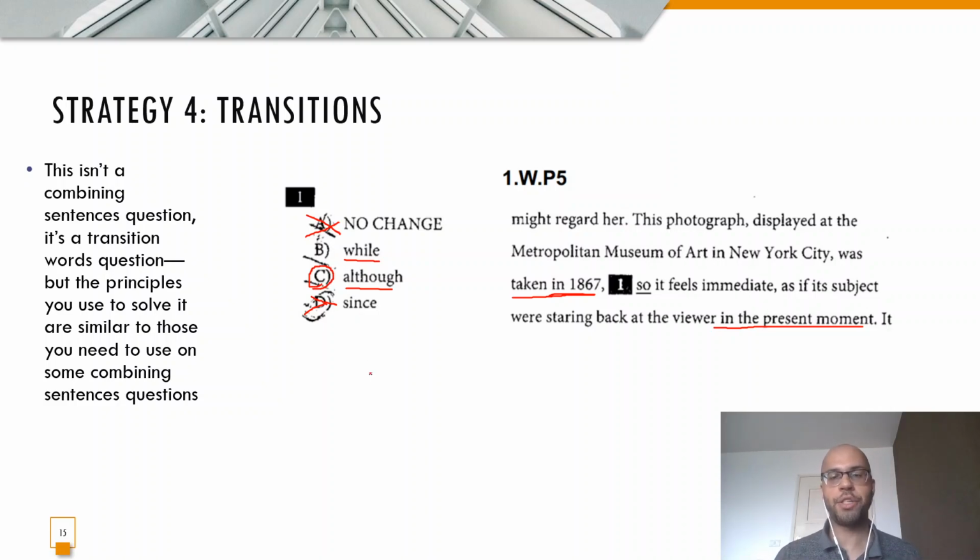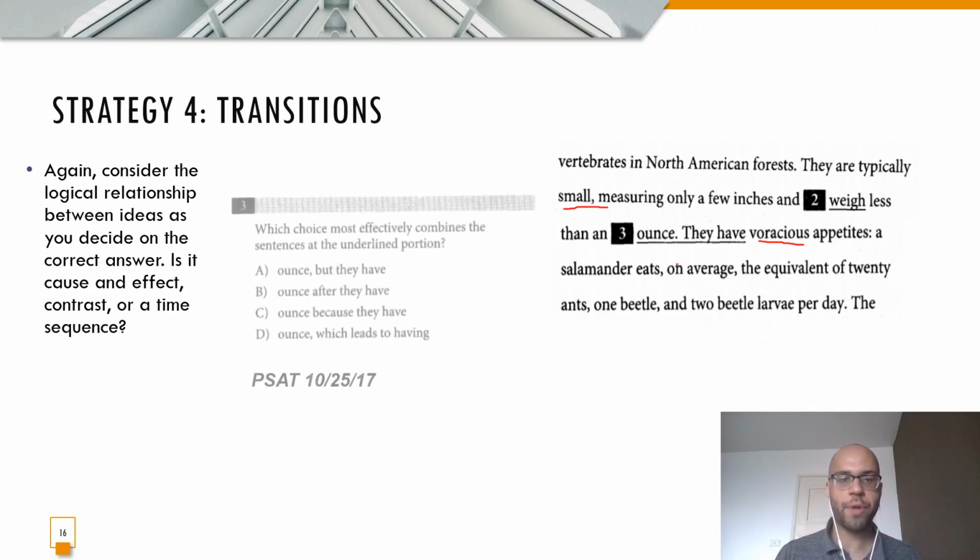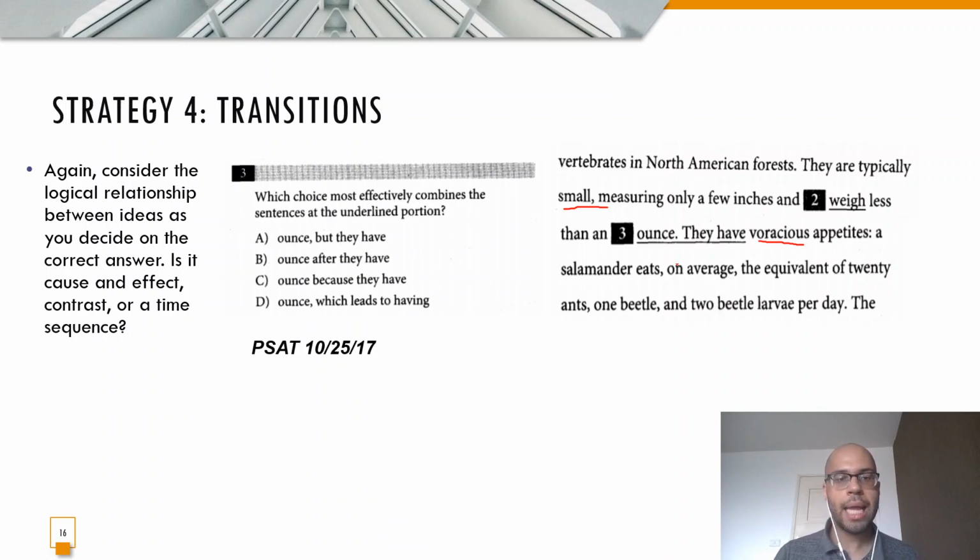You're going to use the same strategy when you're dealing with these combining sentences questions. Let's take a look at that. So here we've got a logical relationship too. They are typically small, measuring only a few inches and weigh less than an ounce. They have voracious appetites. A salamander eats on average the equivalent of 20 ants, 1 beetle, and 2 beetle larvae per day. Okay, so they've got huge appetites, and I think we're looking at a similar logical relation, right? Even though they're small, they still eat a lot. So there's that contrast here as well. Let's see if we have an answer choice that aligns with that. Yeah, it's pretty direct, right? The only choice that shows that contrast is A.